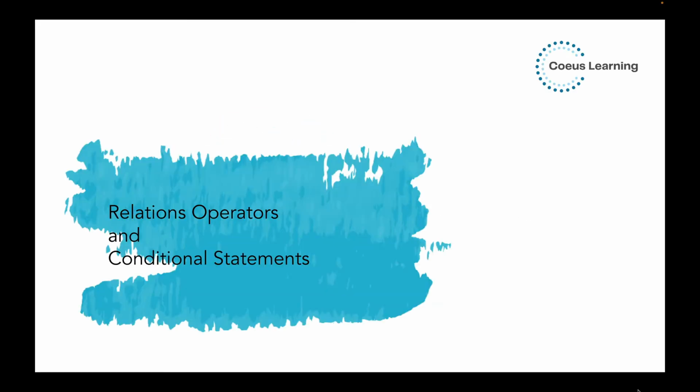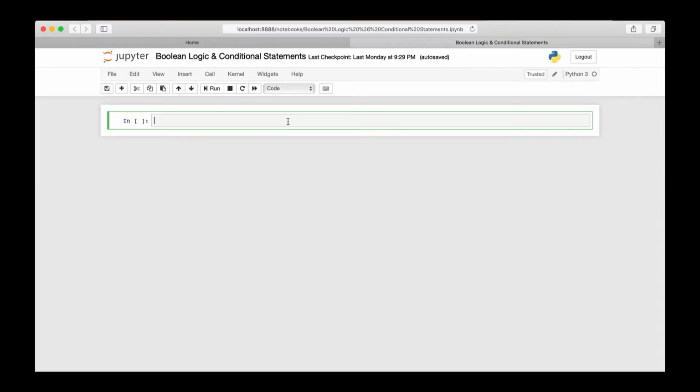Welcome. In this session, we will take a look at Python's Boolean logic. In Python, we have Boolean logic like greater than, less than, greater than or equal to, less than or equal to. We have double equals to compare, and we have not equals to.